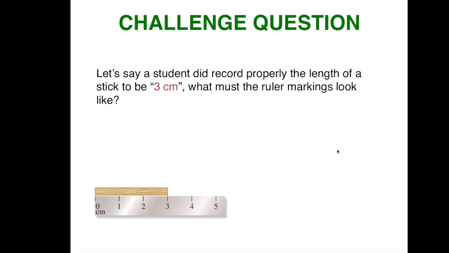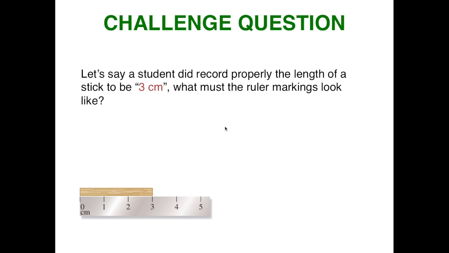Okay? Now here's a challenge question for you. For those of you who already thought about it, good for you. So the challenge question is, let's say someone recorded properly and they did record the length of a stick to be 3 centimeters. So then what must the ruler markings look like if that student was correct? I'll give you some time to think about that, and we'll talk about that in class.